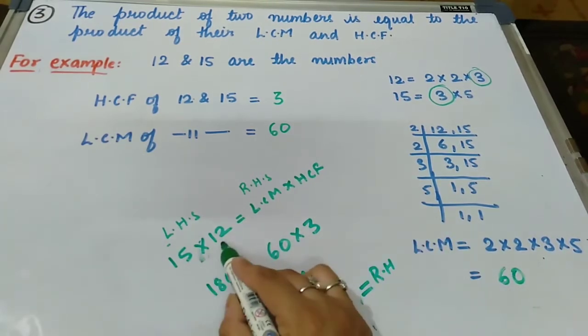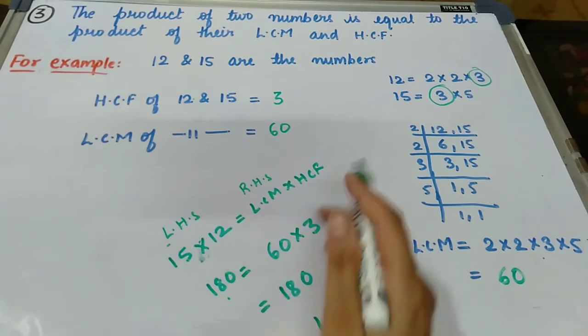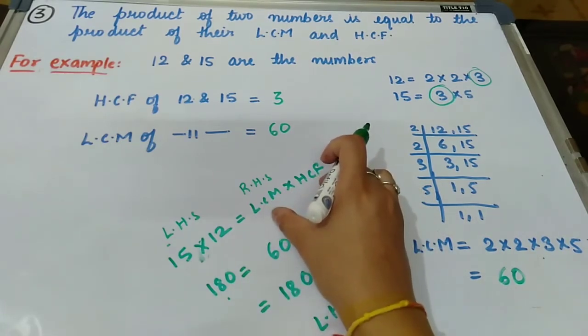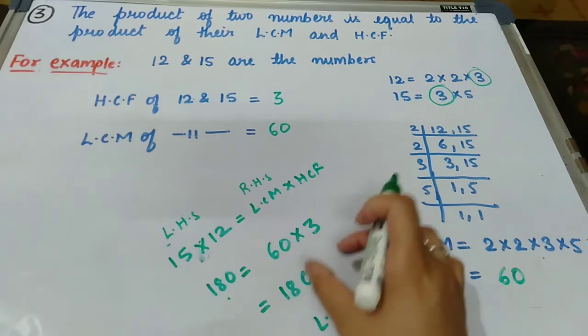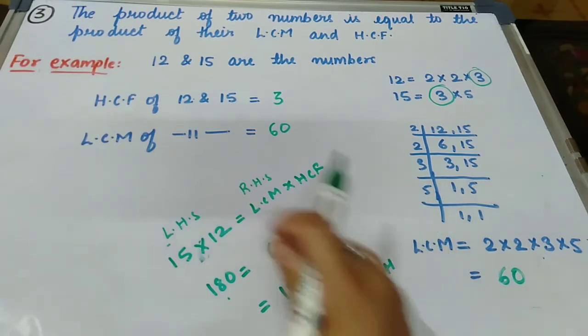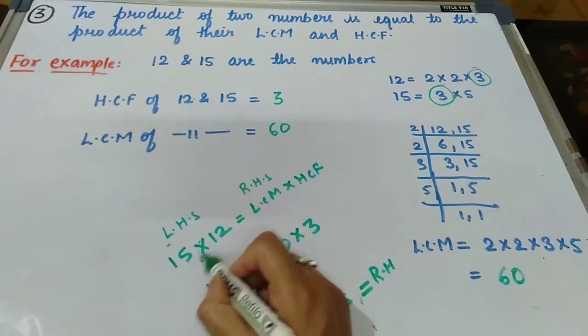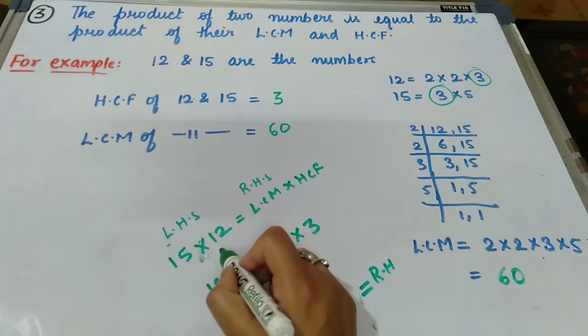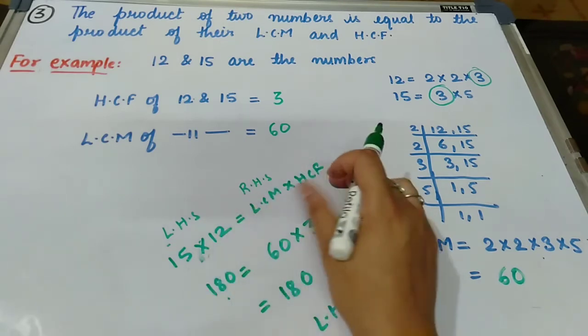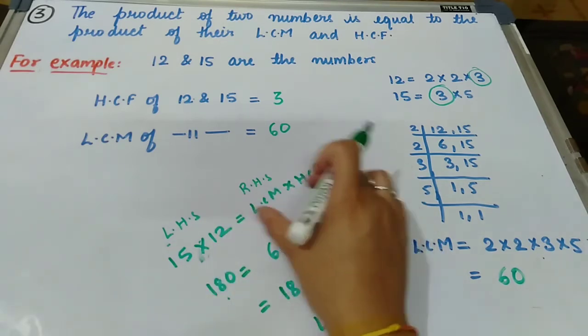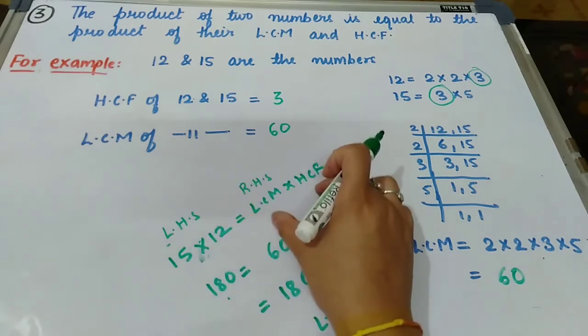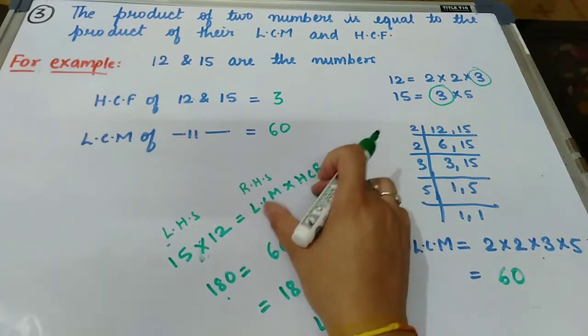LHS में भी 15 और 12 को मल्टीप्लाई किया तो 180 मिला, और RHS में LCM और HCF था इन नंबर्स का, इन्हें मल्टीप्लाई करने पे हमें 180 मिला. सो दिस इज़ द रूल. डायरेक्टली अगर हम दो नंबर्स का प्रोडक्ट करते हैं तो उनका जो प्रोडक्ट होगा वो उन दोनों नंबर्स के LCM और HCF के बराबर होगा.